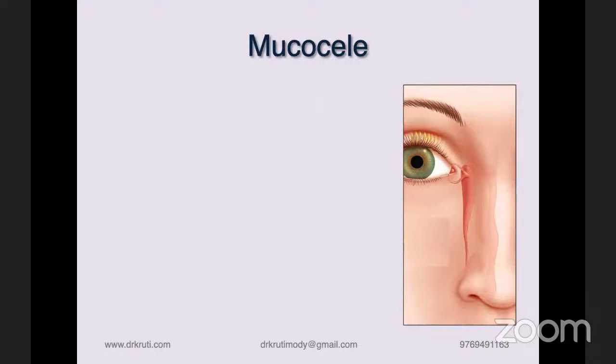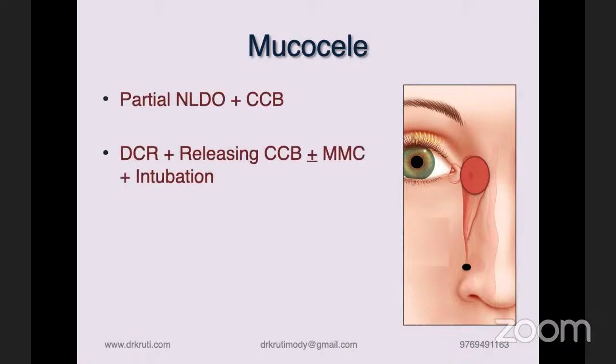Mucocele. Now, what's the concept of a mucocele? You have a blockage at the common canaliculus and at the NLD. So your sac is where the fluid gets collected. It distends. The patient presents with that distension at the lacrimal sac area. Now, in these cases, if your NLD is partial, when you press on the sac, it drains out. That's when you apply pressure, the partial NLD opens up and the fluid drains out. In a mucocele, your management is going to be a DCR. You release the common canalicular block, MMC, intubation. You decide with or without MMC, but intubation, yes, because you have a common canalicular block.